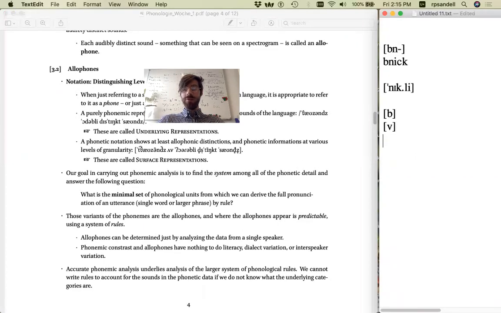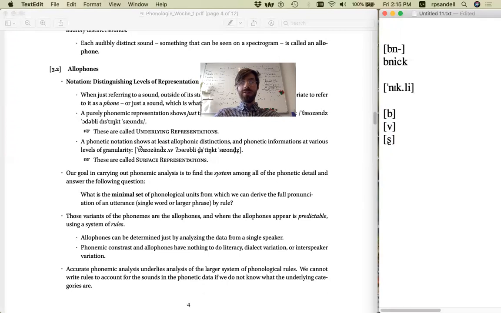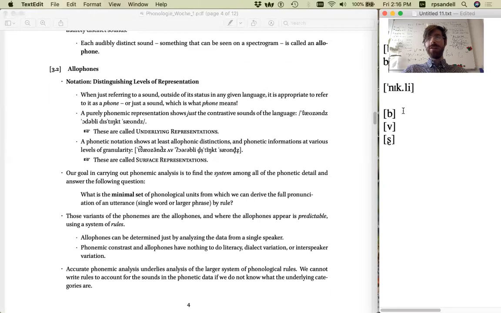a voiced labiodental fricative, or say, a voiceless retroflex sibilant fricative. Those would all be phones, sounds that you can talk about in a general sense. And phoneticians who are interested in the articulation of sounds would just talk about phones, and not necessarily talk about the status of those sounds as contrastive entities within a given particular language.